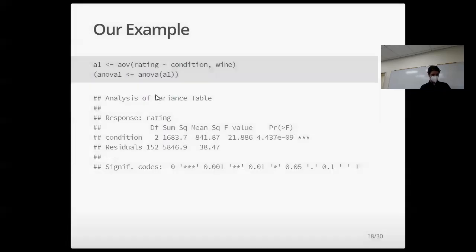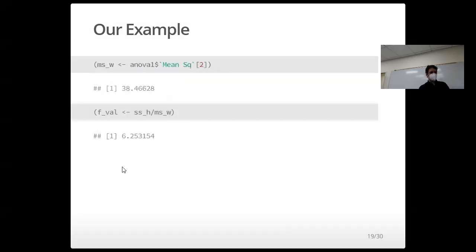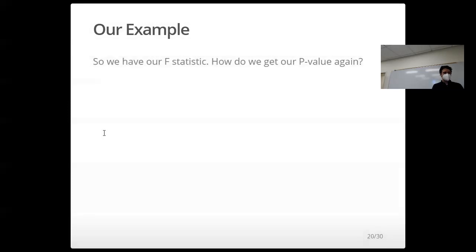So the summary actually rounds it to 2 digits. This gives me a more precise version of it. Whatever, it doesn't matter. Either way, it's a way of getting your mean square within from an Anova output. And so now I just need to divide my hypothesis by my mean square within, and that gives me my F statistic. And so my F statistic here is 6.25. So how am I going to get the p-value?